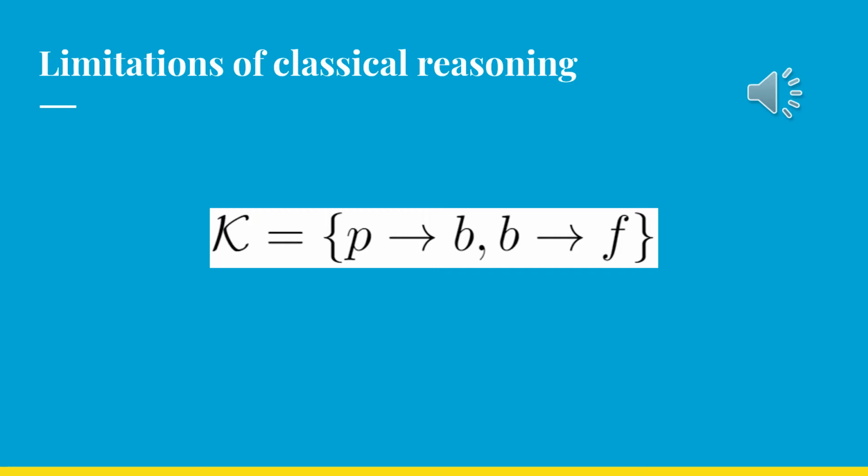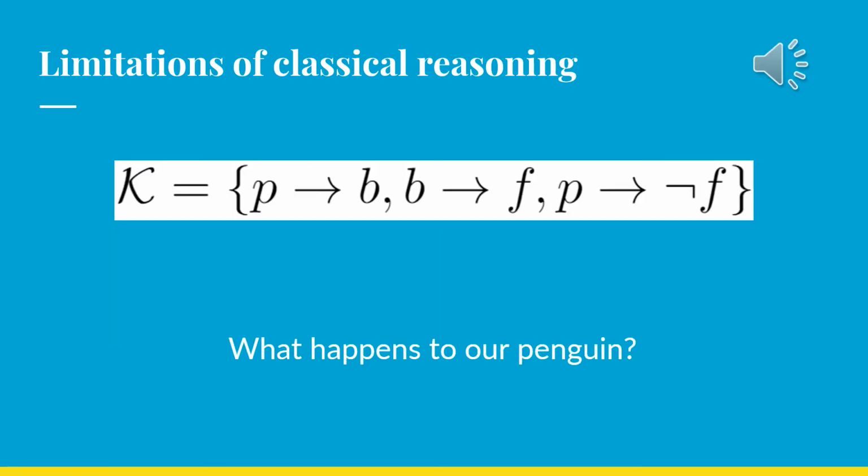Now, consider the knowledge base consisting of the formulas penguins are birds and birds fly. From this, we can conclude that penguins fly, but we know in the real world this is not true. Consider the same knowledge with the added information that penguins do not fly. We now see that from our knowledge base, we can conclude that penguins both fly and do not fly simultaneously, which is a contradiction. This means that penguins cannot exist, but we know that penguins do exist. This is a limitation of classical reasoning.